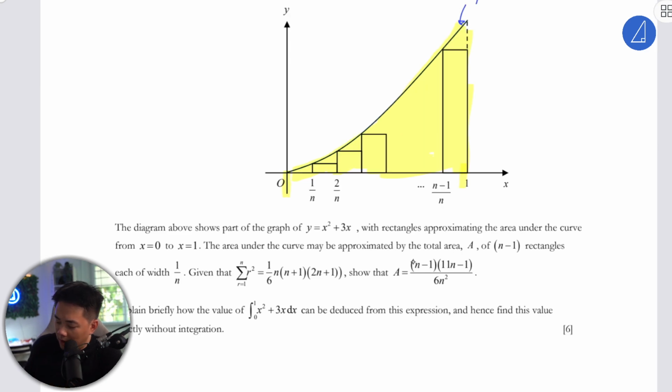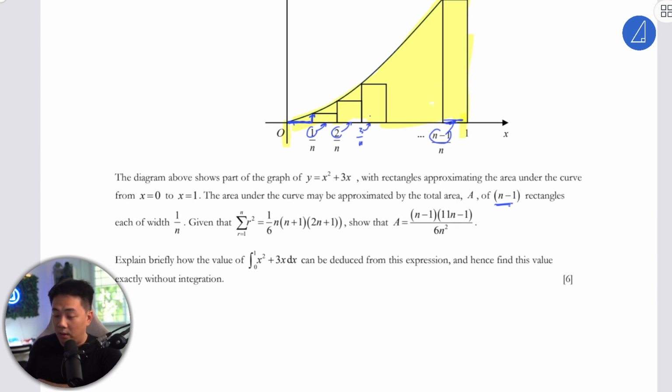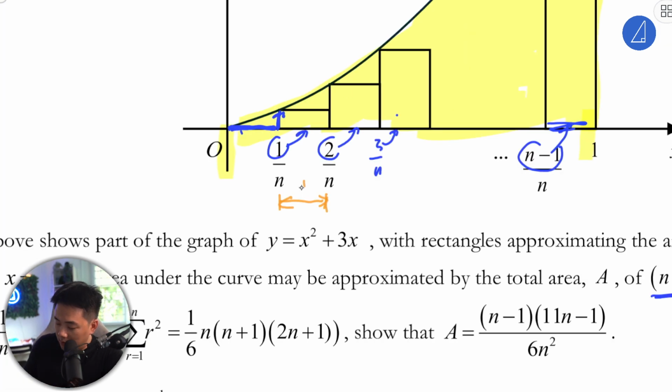The area under the graph could be approximated by n minus 1 rectangles. The reason is that the first rectangle here, you can assume to be a flat rectangle. You're taking the right bound for the height. So this is the first rectangle, 1 over n, corresponding to this one, 2 over n. Then you have 3 over n, this is the third one. Then this will be the n minus 1. So just take note of that. Each has a width of 1 over n. So this width here is all 1 over n. Similarly, this is 1 over n as well.